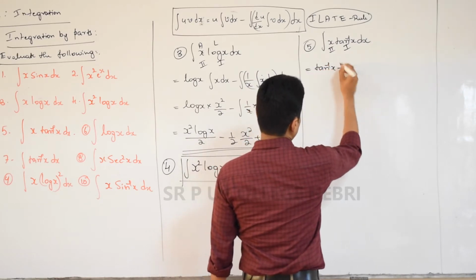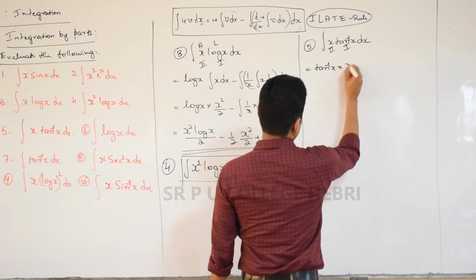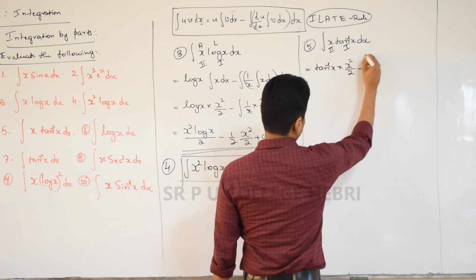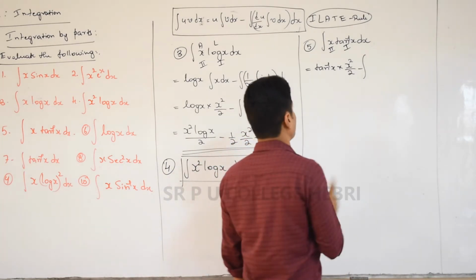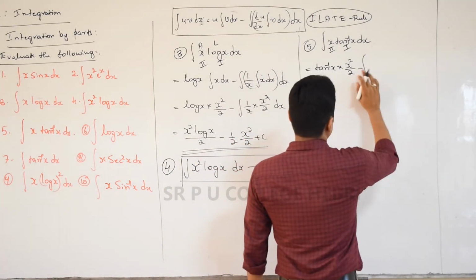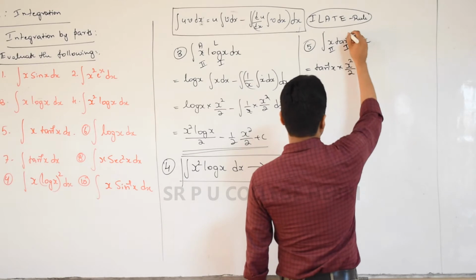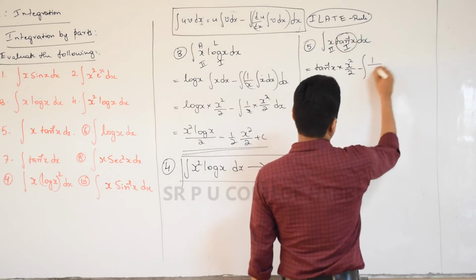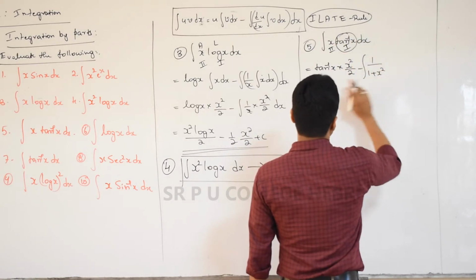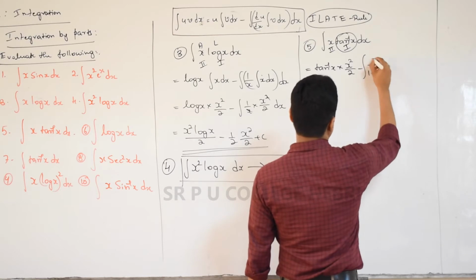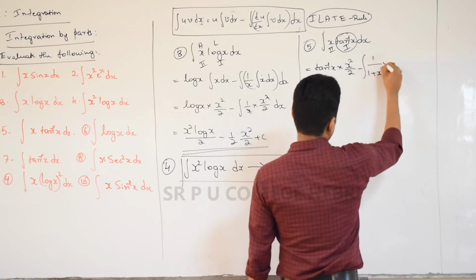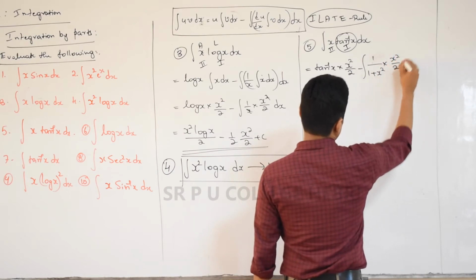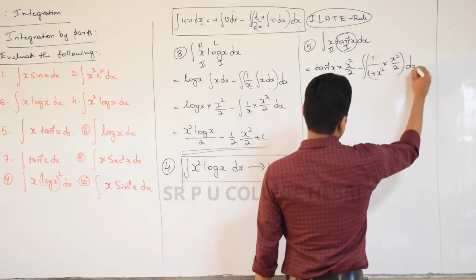First function, integration of x. Yes, x square by 2, you can write directly, not an issue. In the first few problems, you substitute the formula and then integrate, but you can do this directly. Into minus integration of differentiation of tan inverse x. What is differentiation of tan inverse x? 1 by 1 plus x square, into integration of x, x square by 2, so into dx.